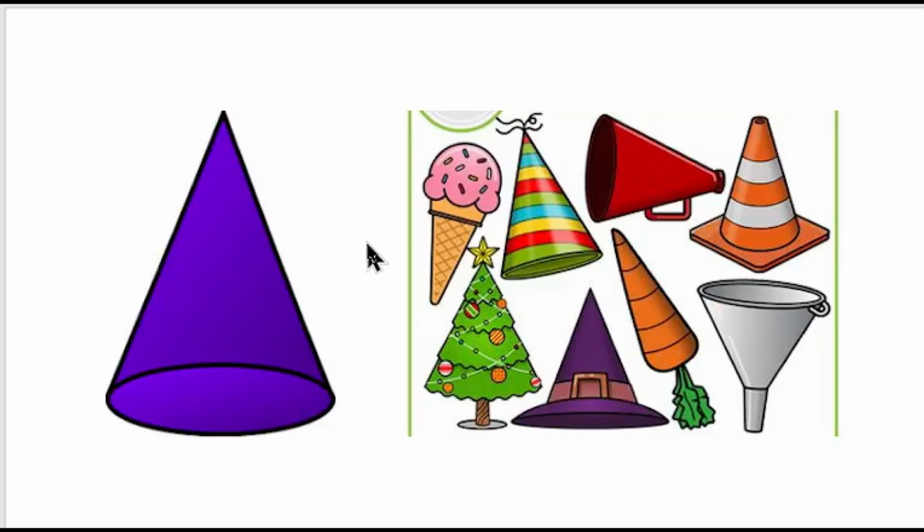Then, what is this shape? This shape is called a cone. C-O-N-E, cone. Now see the examples.